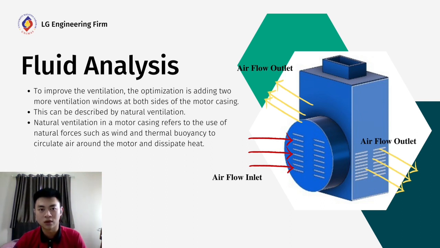Natural ventilation in a motor casing refers to the use of natural forces such as wind and thermal buoyancy to circulate air around the motor and dissipate heat. This can be achieved through the use of more windows placed strategically on the motor casing. These openings can be designed to take advantage of natural airflow patterns to enhance cooling of the motor and prevent overheating.